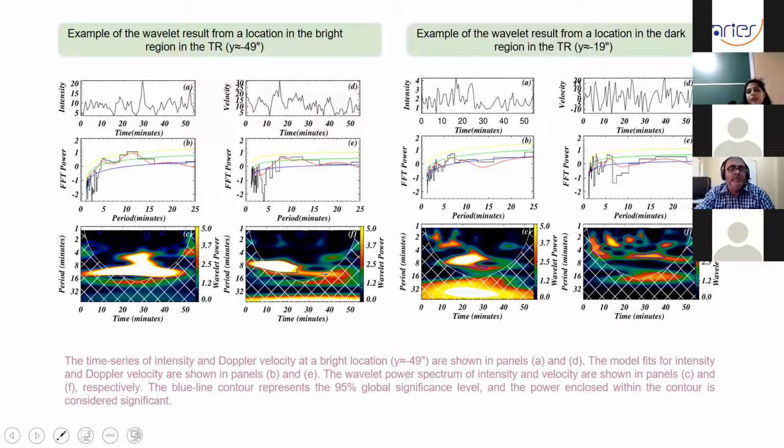The right panel shows the example from a dark location. In figure C, this is the intensity wavelet spectrum at a dark region. At around 32 minutes, the power is quite dominant, but we will not consider this power as significant due to two reasons. The first reason is this power is not enclosed within the significant contour, and the second is the power is lying in this cross-hatched region. In wavelet analysis, if the power lies within this cross-hatched region, we will neglect this power.